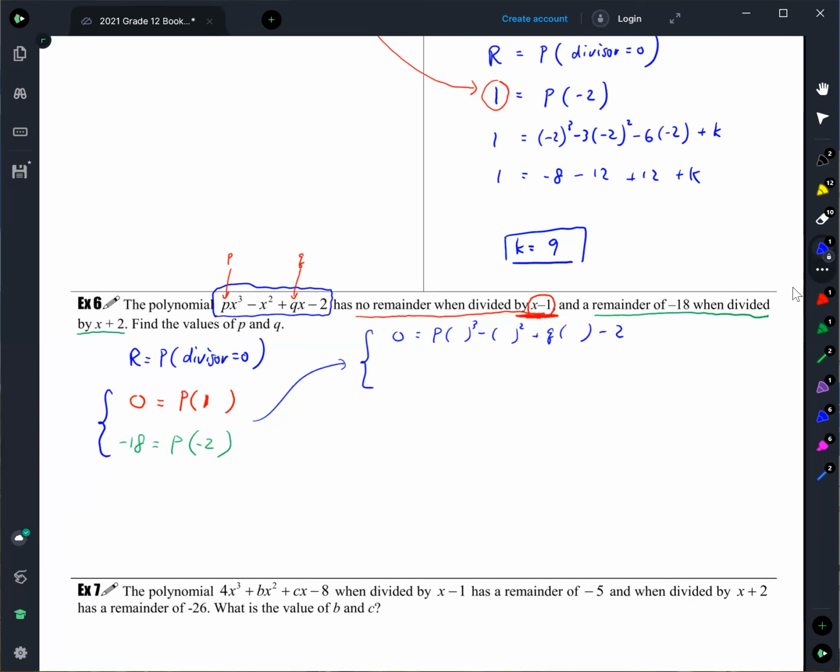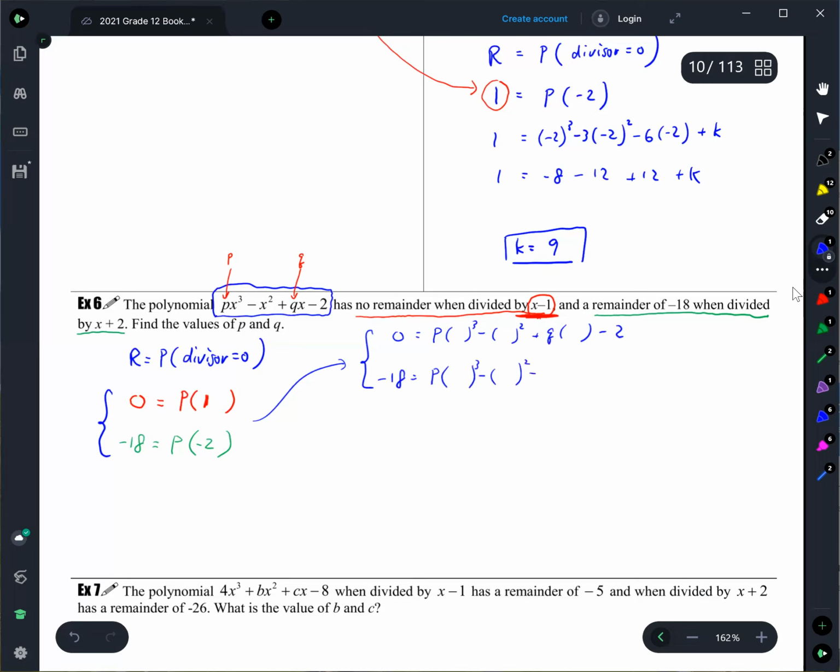For the second equation, negative 18 equals p of negative 2, right? So for one equation you sub in 1 because it's divided by x minus 1. The other one you sub in negative 2, okay? You sub in 1, sub in 1. The other one you sub in negative 2, negative 2.